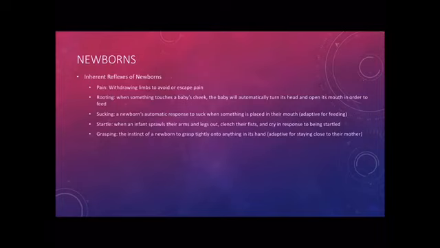And then the rooting reflex is that anytime something touches a baby's cheek, the baby will turn its head and open its mouth in order to feed. And this is adaptive for feeding, for eating, right, as a baby. The sucking response is also another response that's adaptive for feeding, and that's if something is placed inside of an infant's mouth, they're going to suck on it.